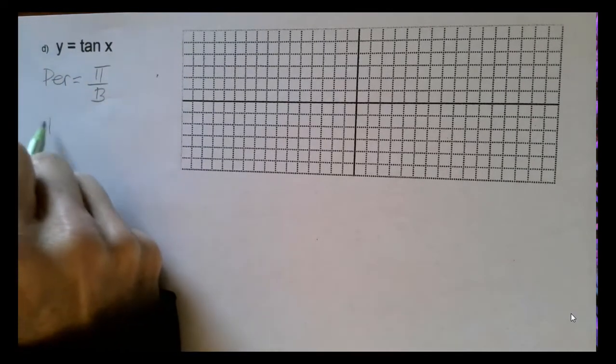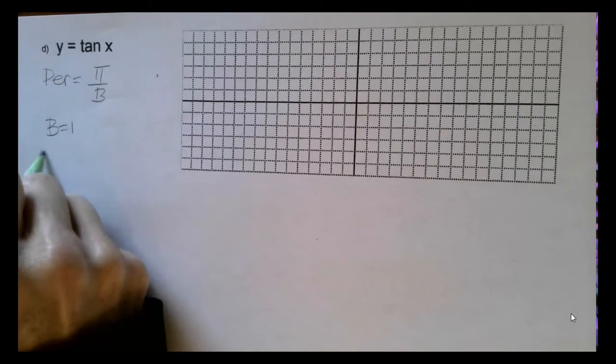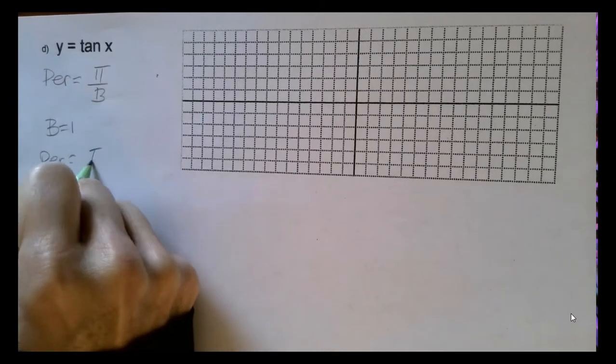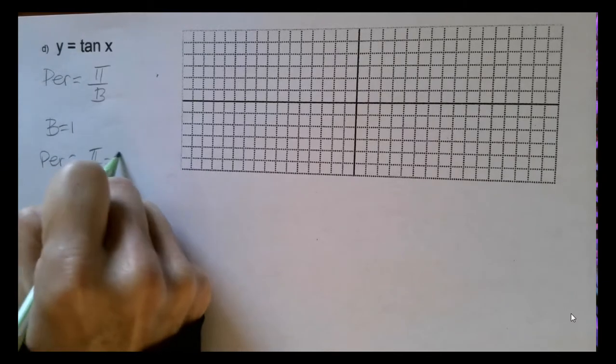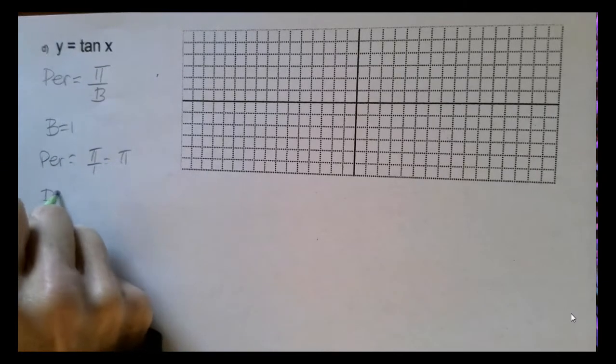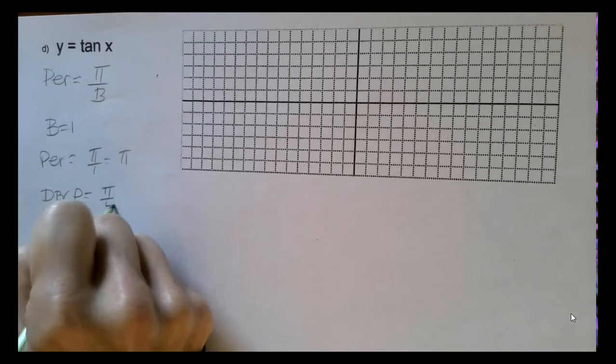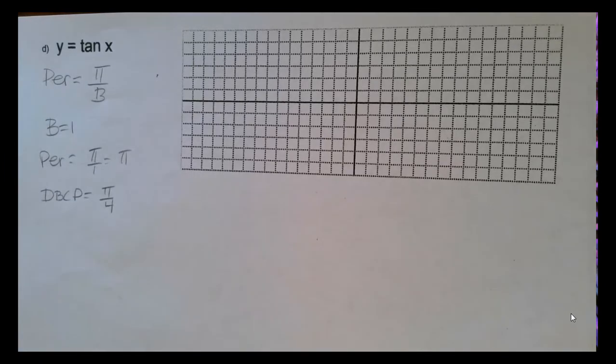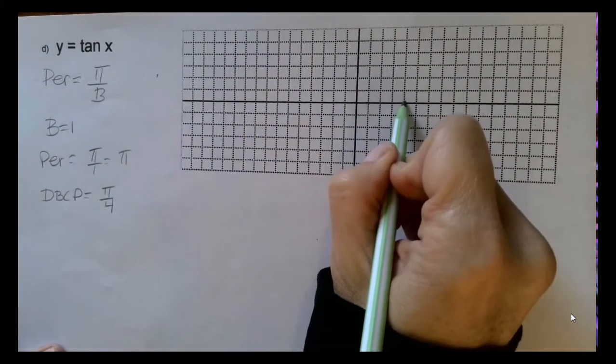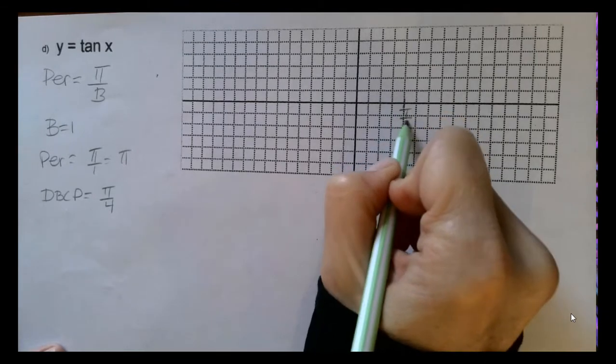So in this one, b is 1. So the period is pi divided by 1, which is pi. The distance between critical points is still the period divided by 4, so the distance between critical points is pi over 4 in this one. Now, I still want you to do your x-axis the same. Go every 4 is pi over 2.